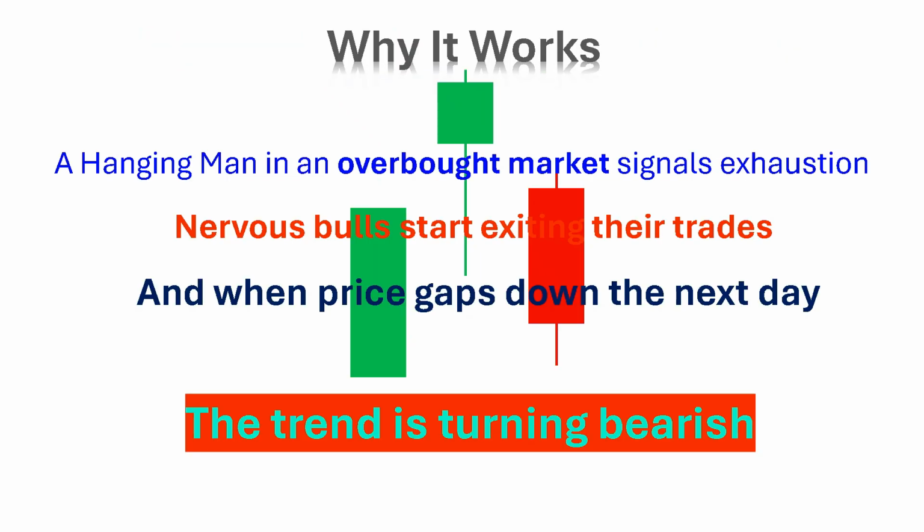Why it works? A hanging man in an overbought market signals exhaustion. Nervous bulls start exiting their trades. And when price gaps down the next day, the message becomes loud and clear. The trend is turning bearish.